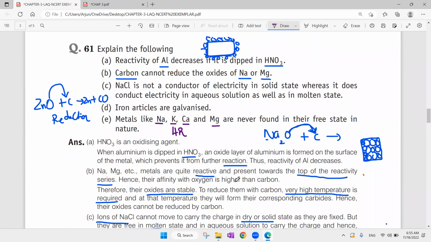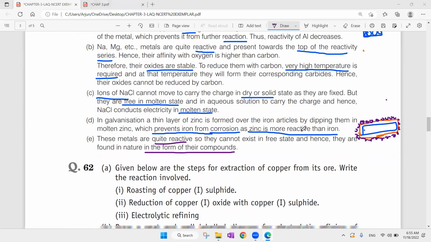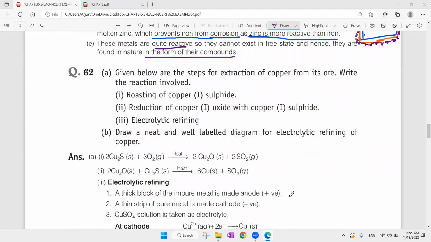Any doubts in this? No, sir. Right. Then try to observe the question and answer.